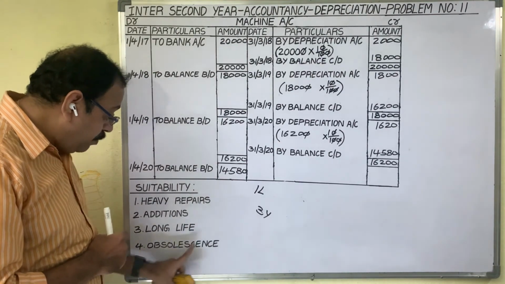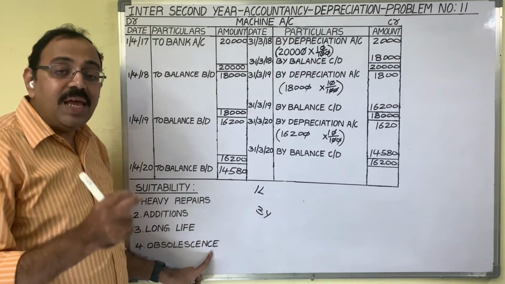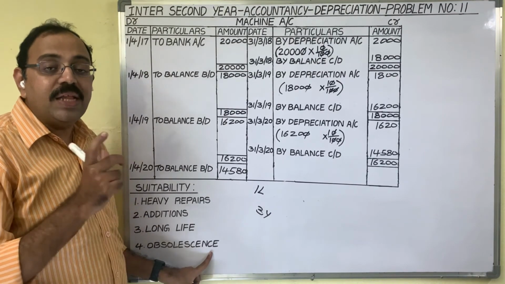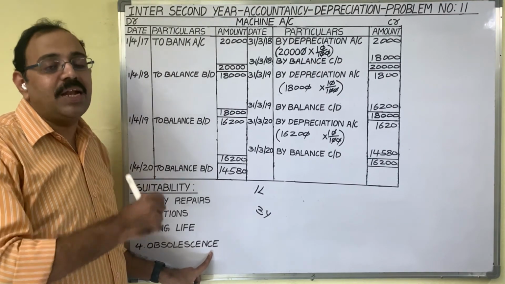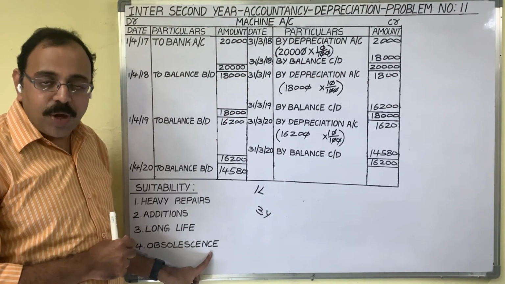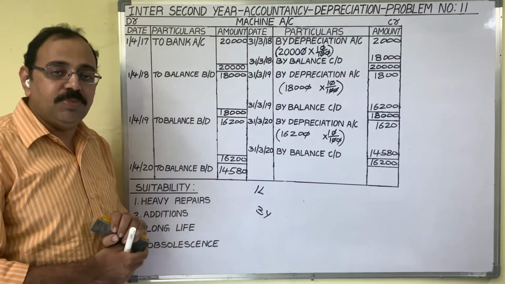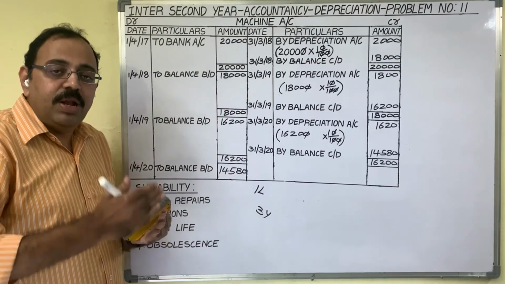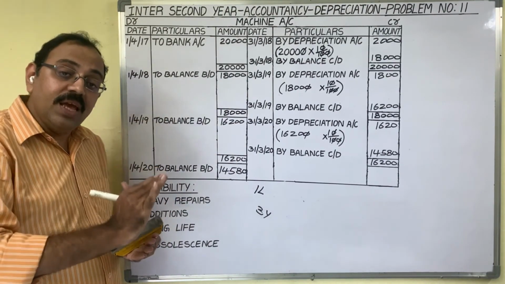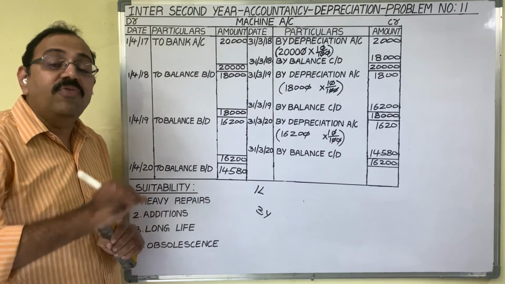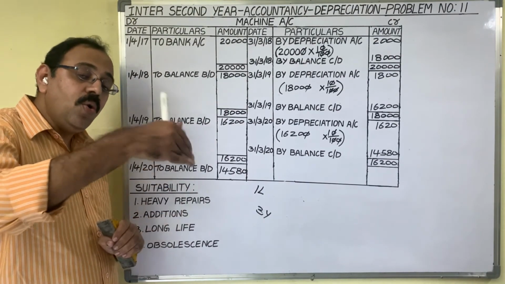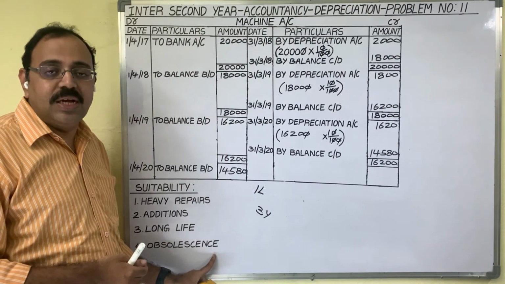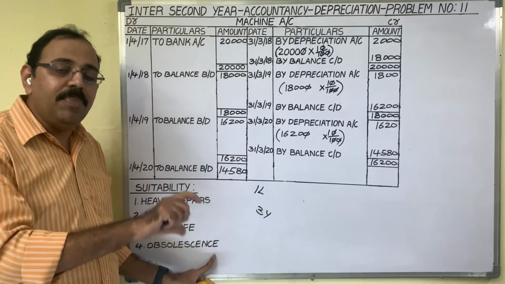Then obsolescence. If any asset is exposed to obsolescence risk, providing depreciation under the diminishing balance method is advisable, because in the diminishing balance method, the maximum portion of that asset will be written off in the earlier stages only. So after some years, even though the asset becomes useless because of obsolescence, the loss will be minimum.